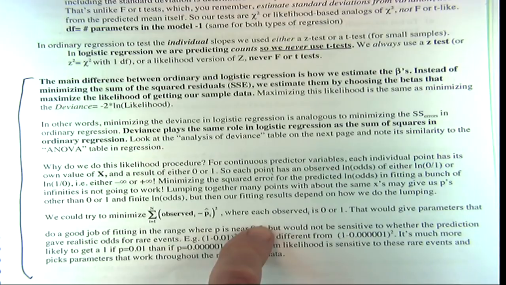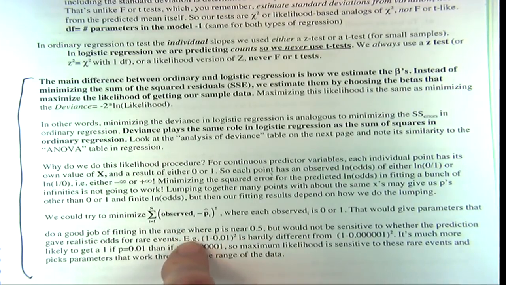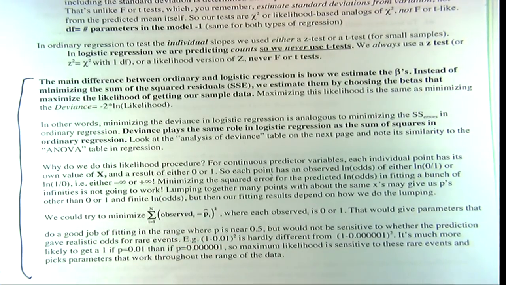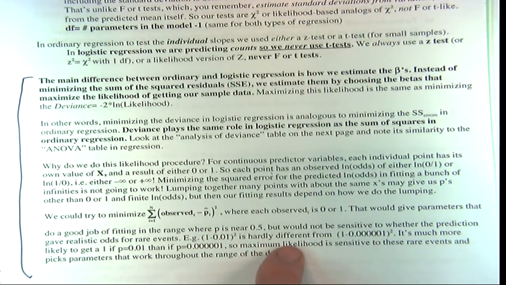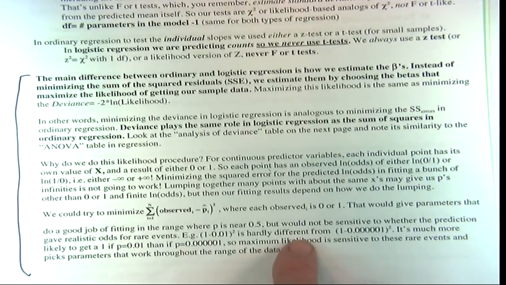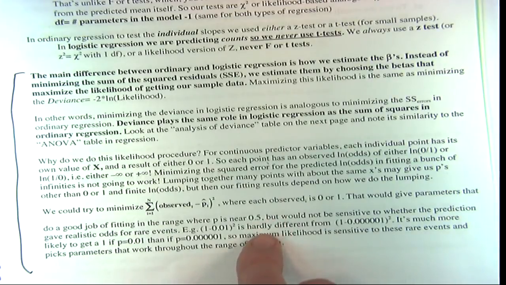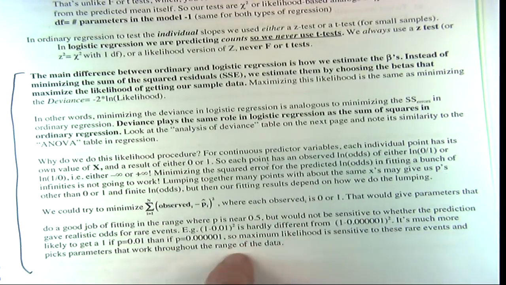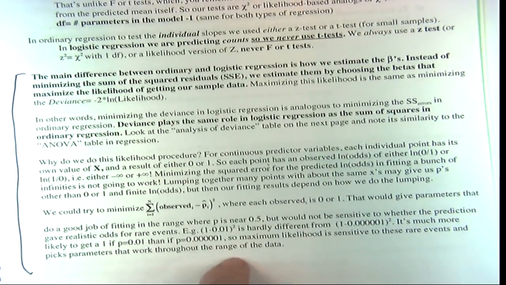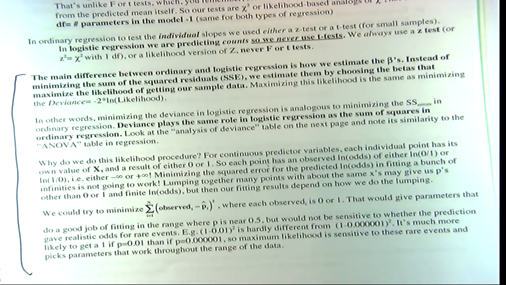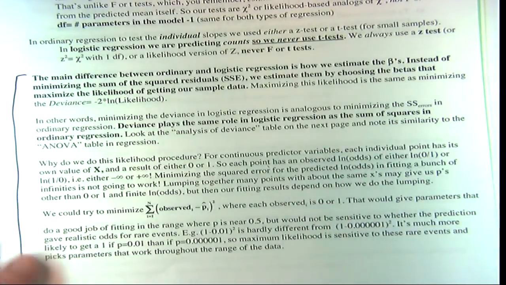So we could still do this, and it would give us a good fit in the middle, when you're near 0.5, like we saw, but it won't give us realistic odds for rare events. Maximum likelihood does. It's very sensitive to rare events, which is often what we're interested in. So we're going to pick these parameters using maximum likelihood estimation. That's basically it in a nutshell.